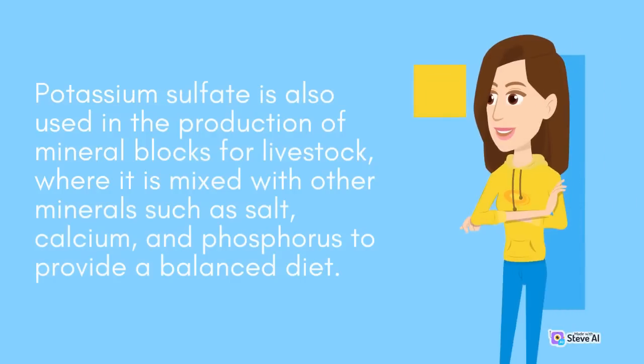Potassium sulfate is also used in the production of mineral blocks for livestock, where it is mixed with other minerals such as salt, calcium, and phosphorus to provide a balanced diet.